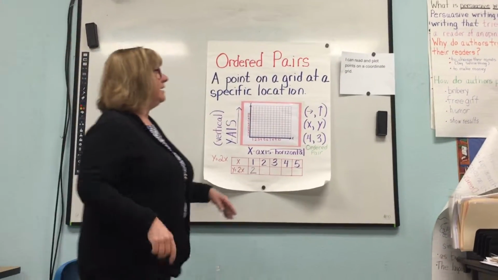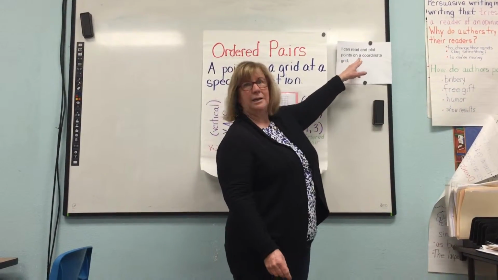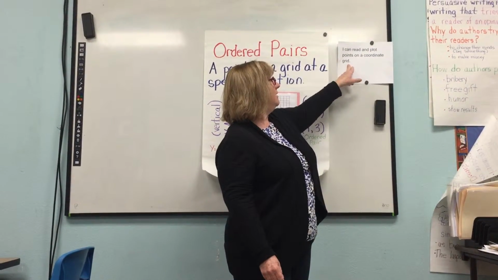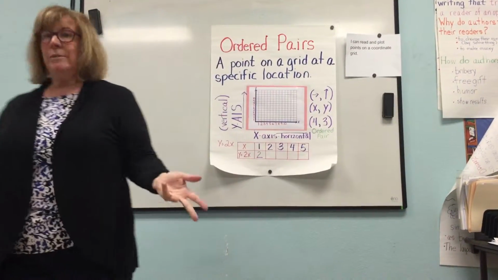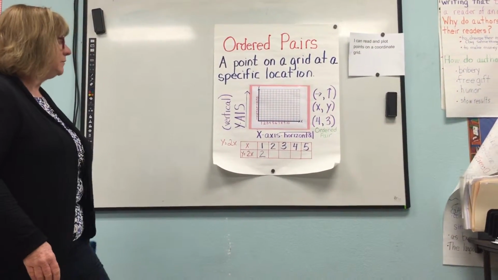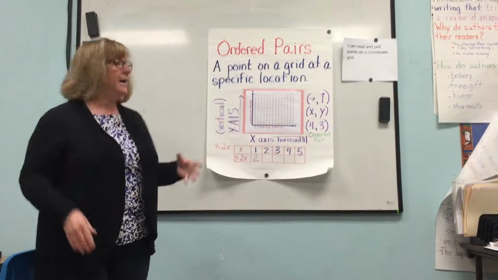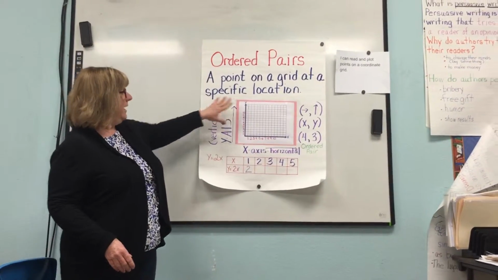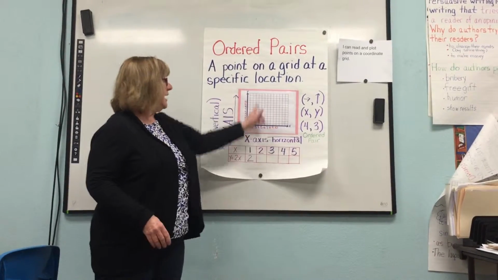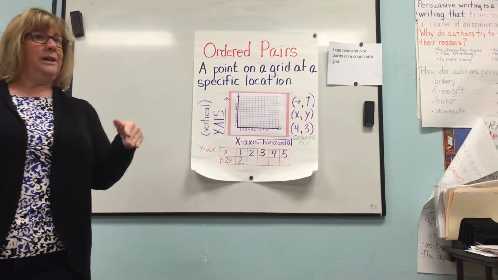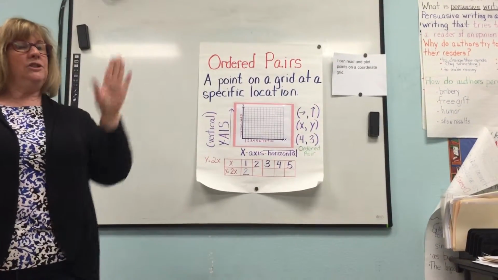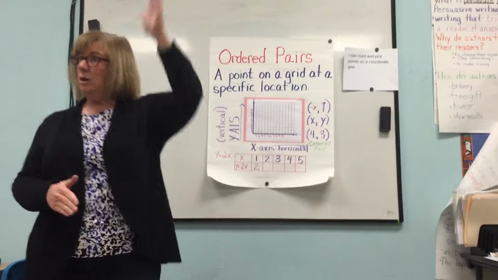Cover today is we're going to learn how to read and plot coordinates or points on a coordinate grid. So I know some of you may have already done this lesson, but what we have here is graphs that have little squares. And on these, what we call a coordinate plane, we have two lines. We have one line that goes up and down.